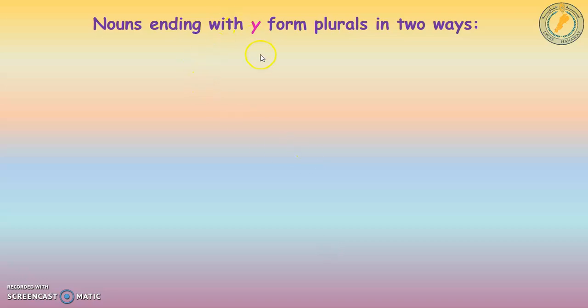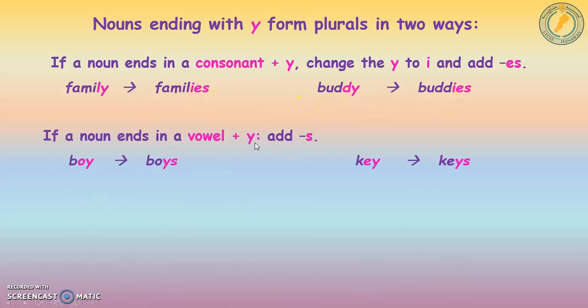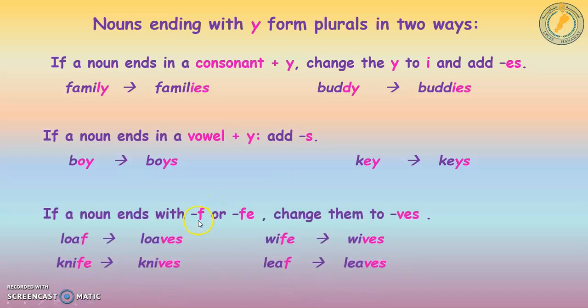Other nouns ending with Y form the plural in two ways. Either we cross out the Y and add IES if it's preceded by a consonant, such as family, families, body, bodies, or we only add S if it ends with a vowel plus Y. Some other nouns that end with F or FE, we cross out the F or the FE, then we change them into VES. Now, are you ready for the irregular plural nouns? Let's see.